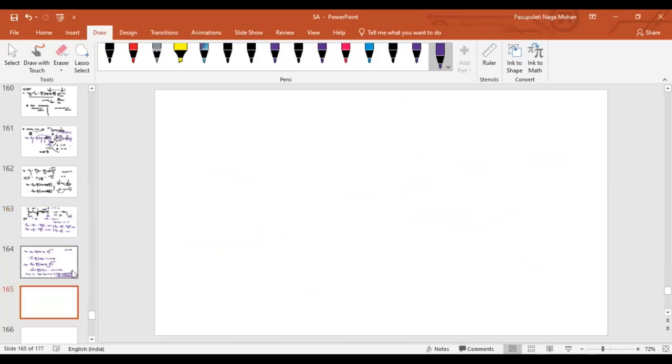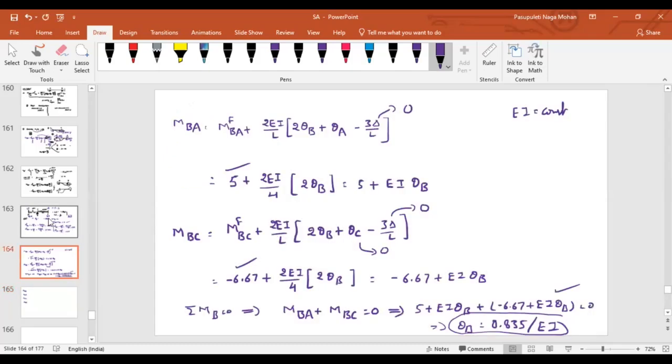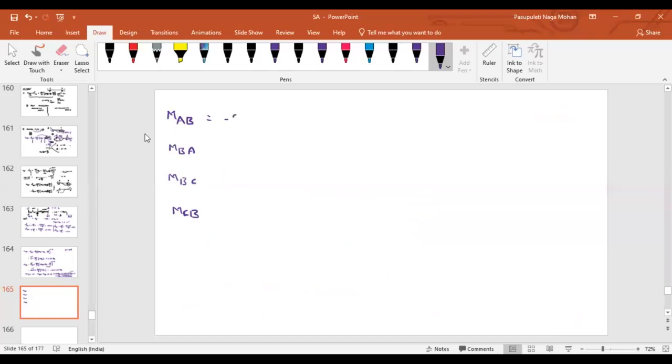So quickly, can you guys find out what is the MAB, MBA, MBC, MCB? So quickly tell me the equation. MAB is nothing but a fixed end moment at A towards B. What is the fixed end moment at A towards B? For our case, minus 5 plus 2EI by length is given as 4 times 2 times of near end rotation.